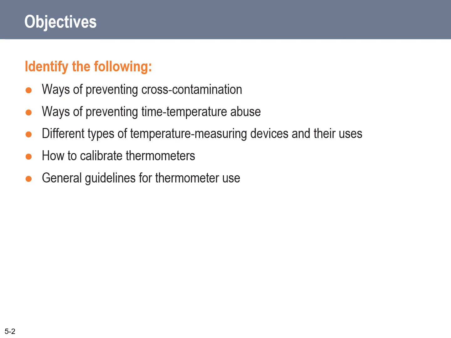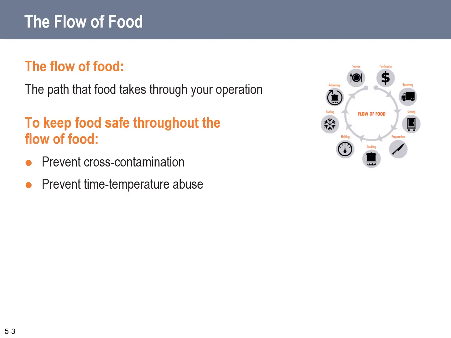All right. Again, I'm not going to sit here and read these objectives to you. We're just going to talk about the things that happen to food along the flow of food in an operation. All right, so the flow of food is defined as the path that food takes through your operation. And it starts with purchasing and then goes through receiving, storing, preparation, cooking, holding, cooling, reheating, and service. So all these different things play a part in what happens to your food throughout the operation.